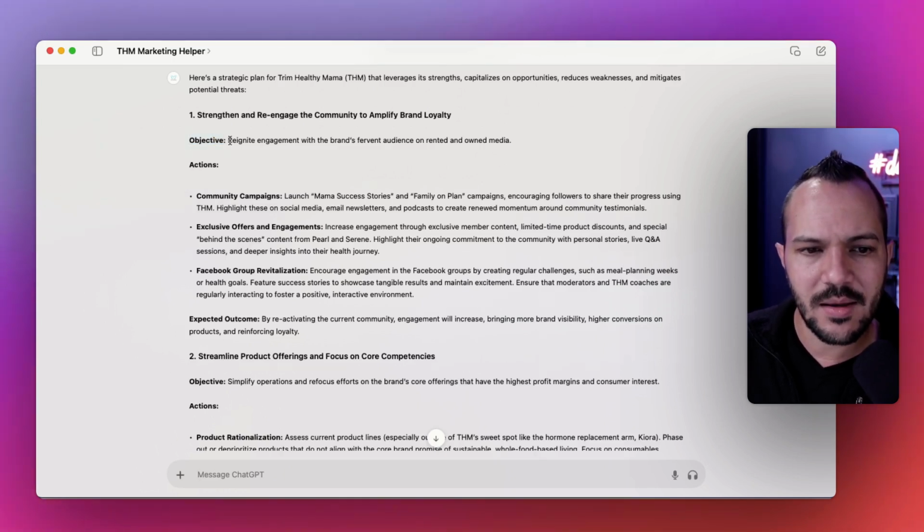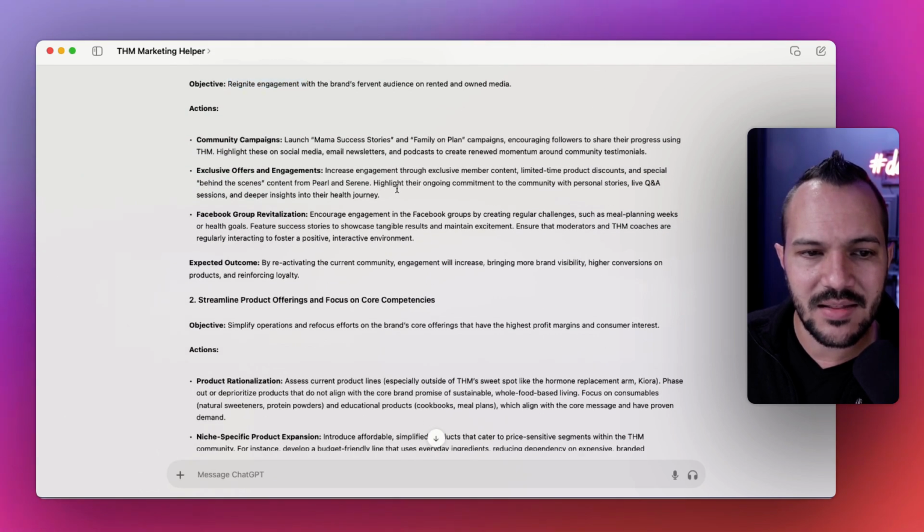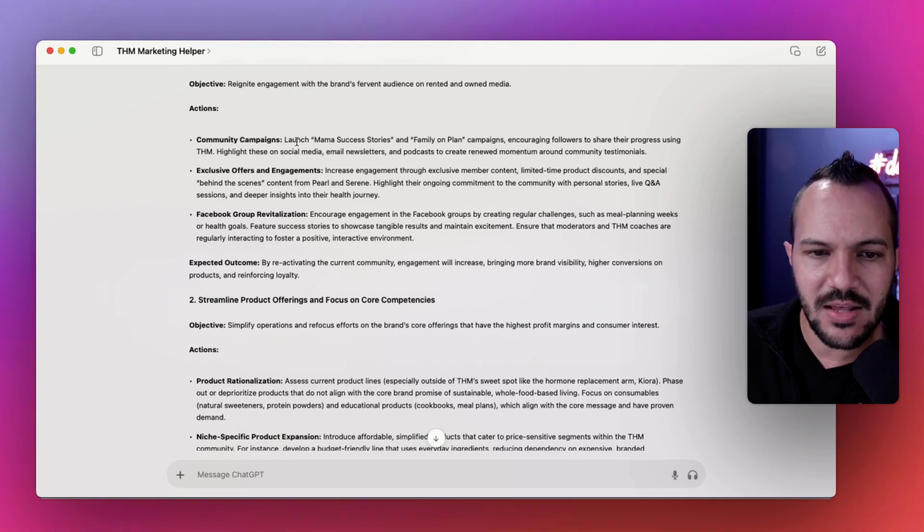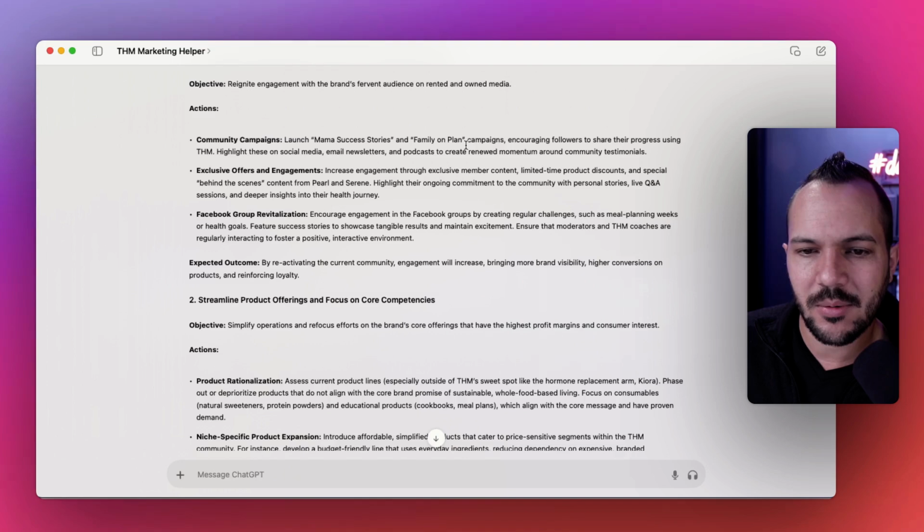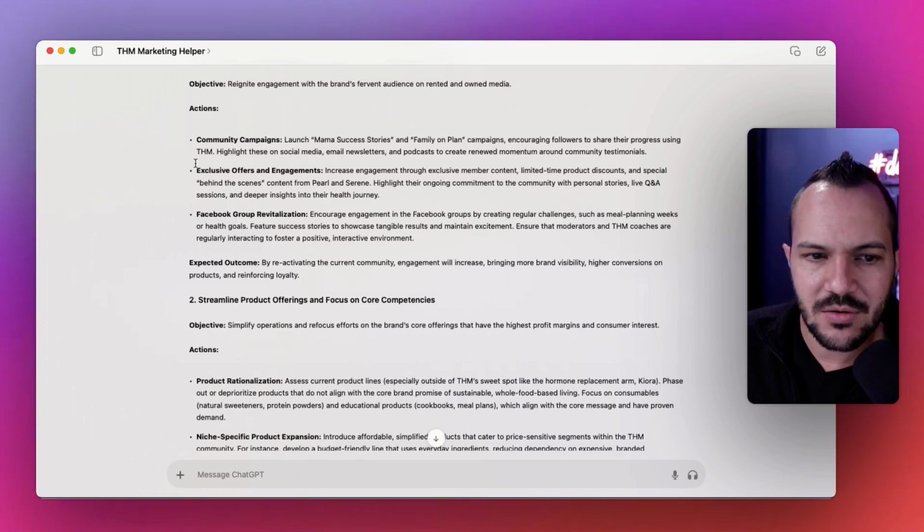So one of the objectives was to reignite the brand's fervent audience on rented and owned media. And then it gave actions. And this is where it really comes up with some really interesting ideas. Community campaign: launch a Mama Success Stories and Family on Plan campaign, which is kind of around its branding, encouraging followers to share their progress using Trim Healthy Mama.